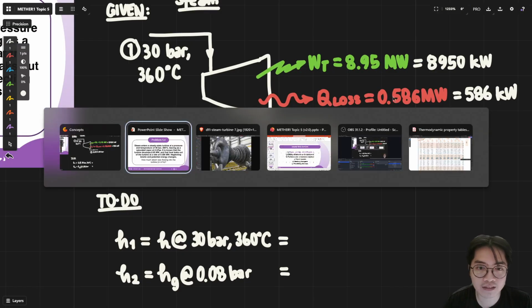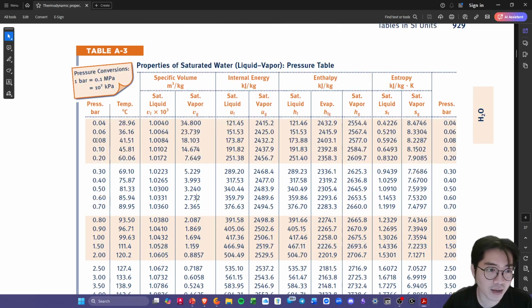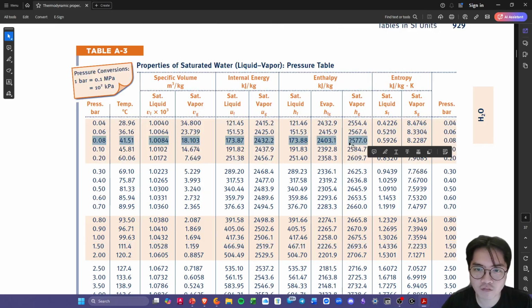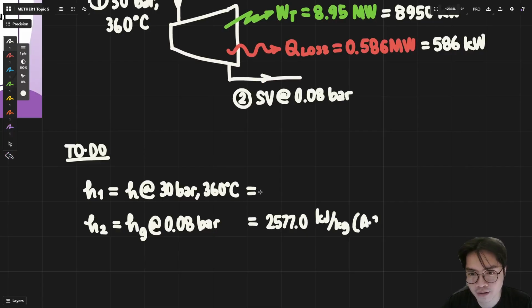So let's try and find this now in our tables, right? We're here in the pressure table, might as well get 0.08, right? And that is at 2577.0 kilojoule per kilogram. This is from table A3.